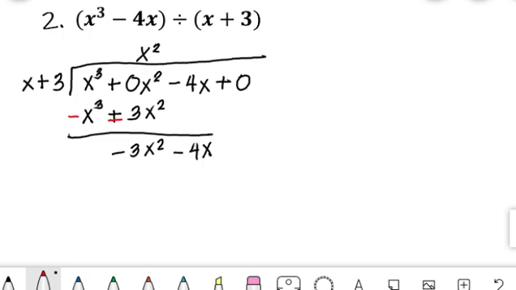X. So, yung negative 3x squared minus 4x ang bago na nating dividend. So, first term ng dividend ay i-divide natin sa first term ng ating divisor. So, negative 3x squared divided by x is equal to negative 3x. And negative 3x times x is equal to negative 3x squared. So, negative 3x times positive 3 is equal to negative 9x.